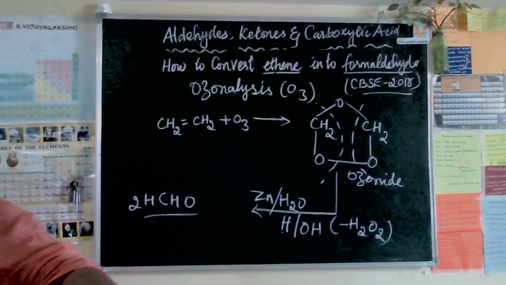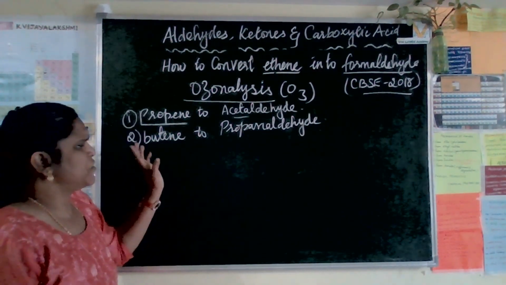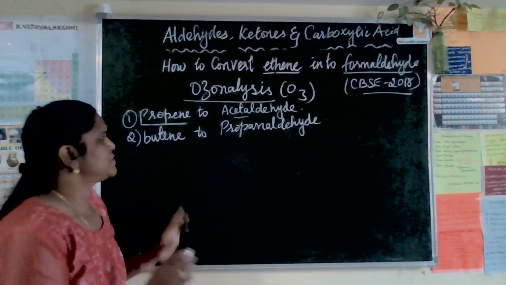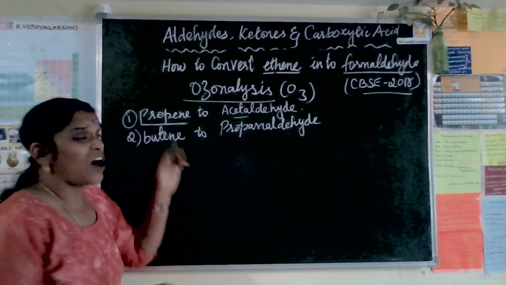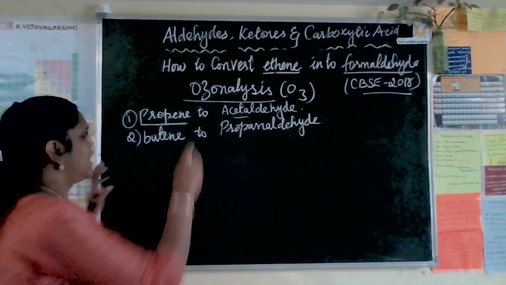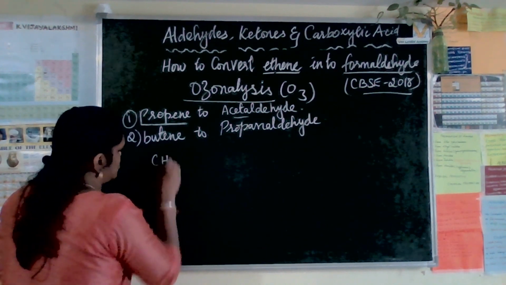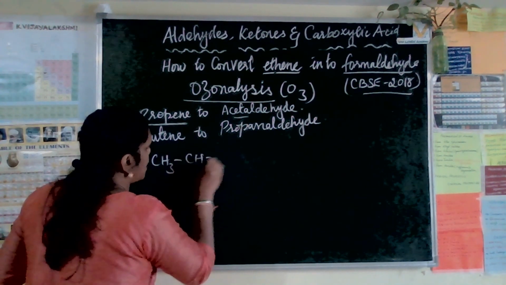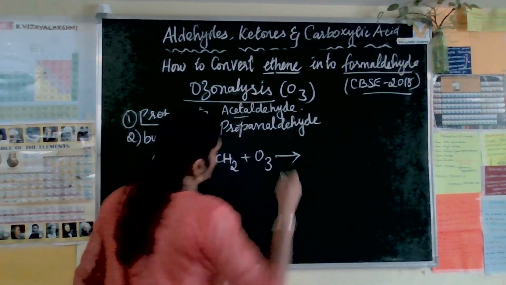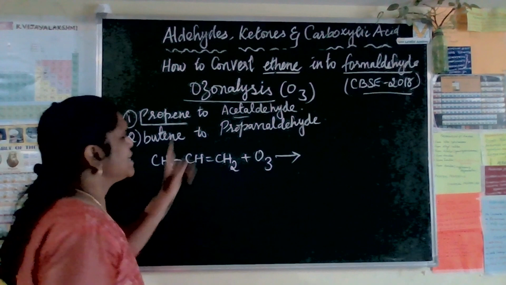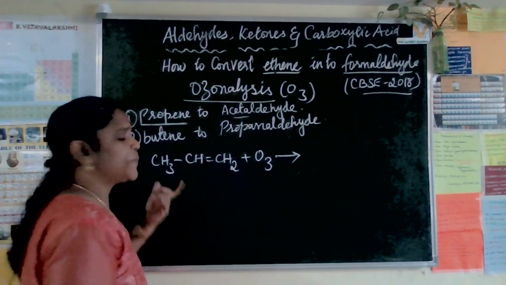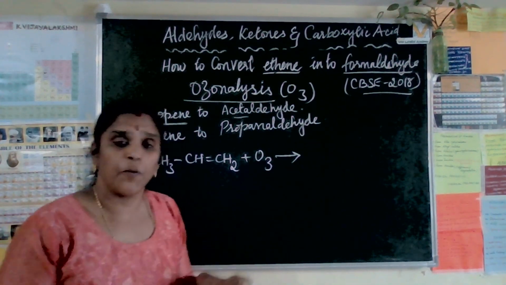The same kind of question: propene to acetaldehyde, butene to propanaldehyde. For propene to acetaldehyde, the carbon number will be greater compared to the first one. Now let us go for propene, CH3CH=CH2. Propene combined with ozone, you get the same kind of ozonide. There it was ethene ozonide; here it is propene ozonide, a cyclic compound.